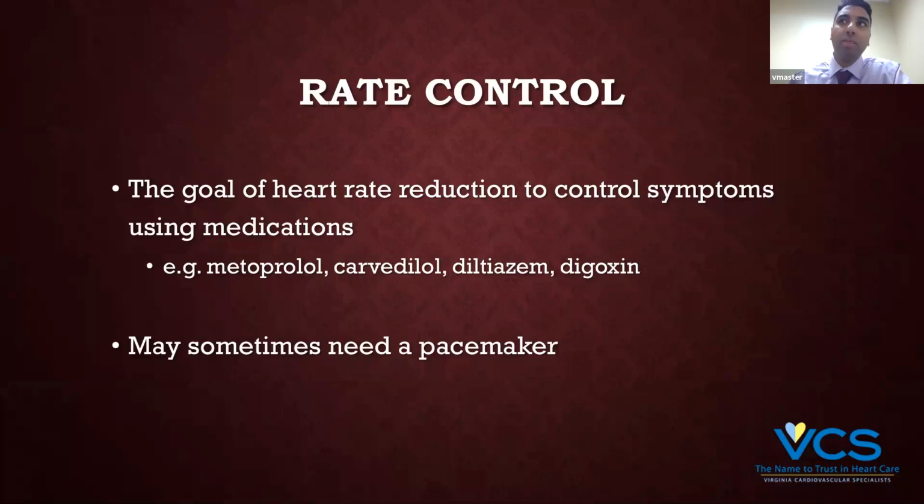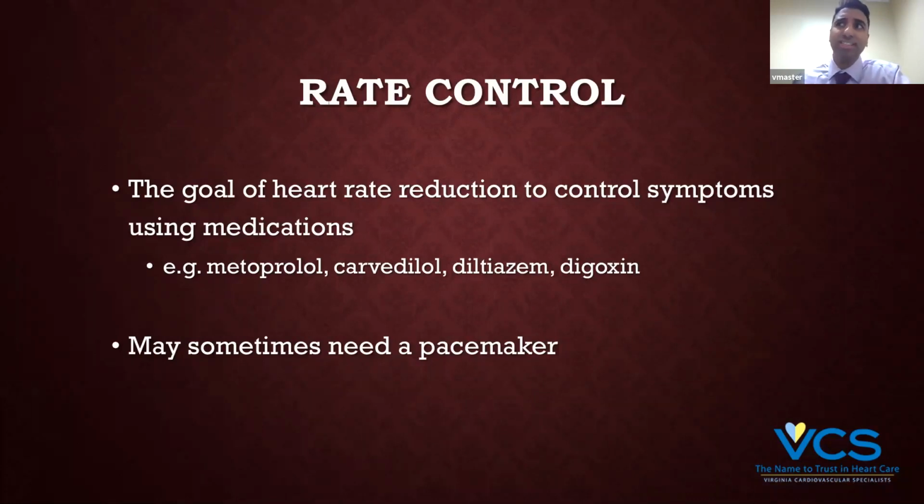With rate control, the goal is to treat the heart rate in order to control the symptoms. So the heart rate's not too fast, and we want the heart rate to be at a manageable level while you're at rest or doing activities. And so we use medications. These are commonly used medications: metoprolol, carvedilol, diltiazem, or digoxin.